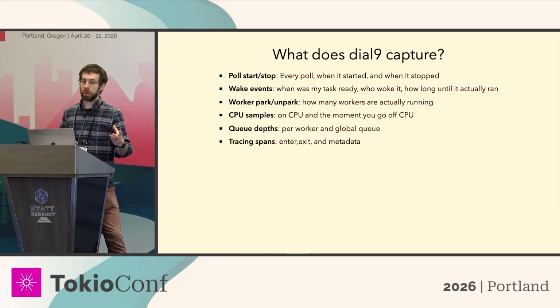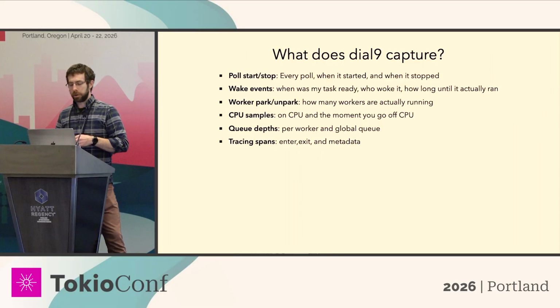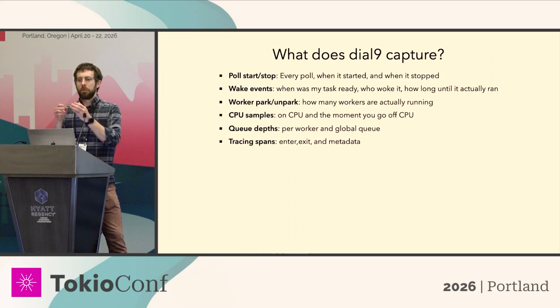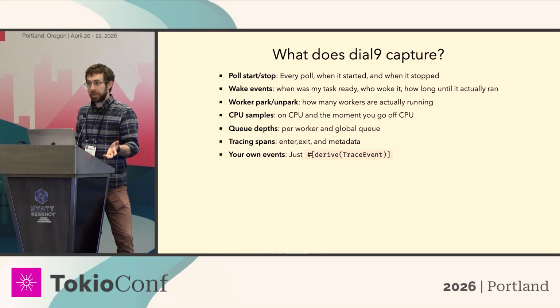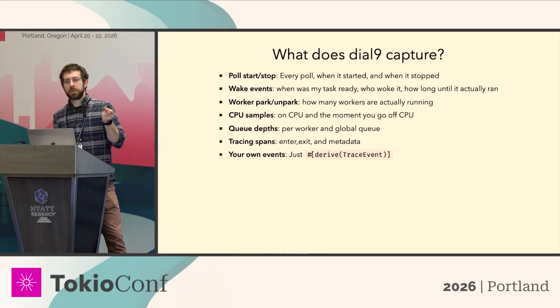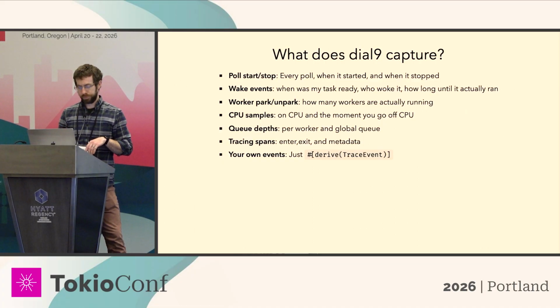So we'll also pull in what tracing spans were active when your code was actually running, which makes it much easier to figure out which poll this is in your application. And the trace file is open-ended. You can define your own events, including your own events whose schemas are only known at runtime.